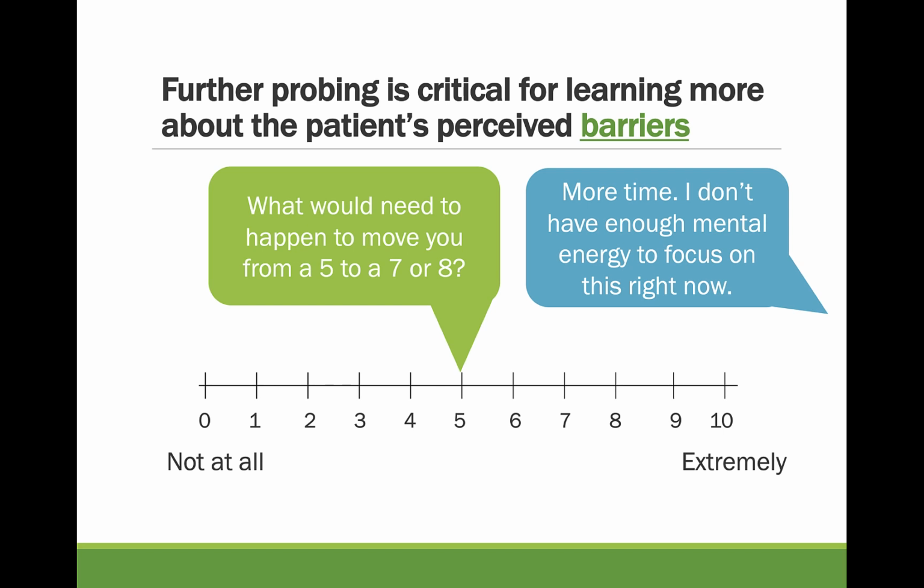After you ask the patient where they are on the Readiness Ruler, you can then further probe to learn more about why they are in that spot on the Readiness Ruler. For example, by asking them what would need to happen to get them from where they currently are on the scale, let's say they set a 5, to higher on the scale, a 7 or 8, you could ask what would need to happen to move you from a 5 to a 7 or 8. This question will allow you to explore their perceived barriers.